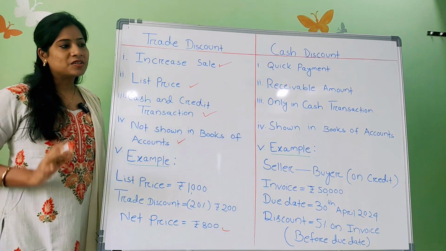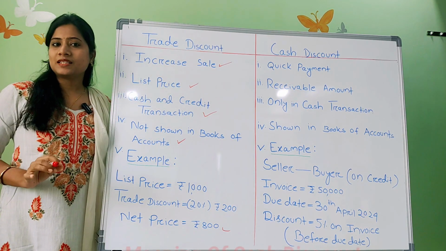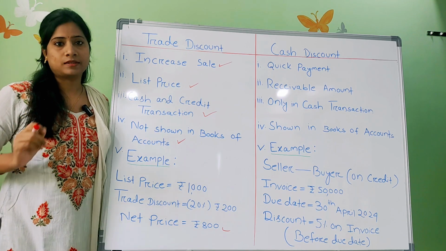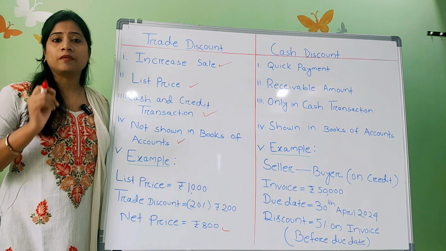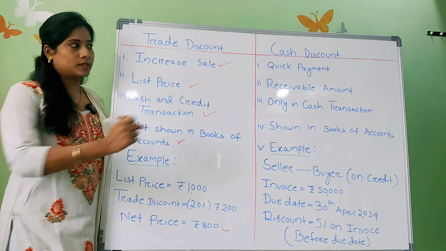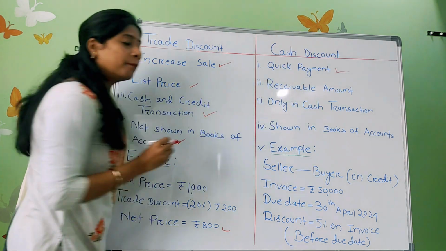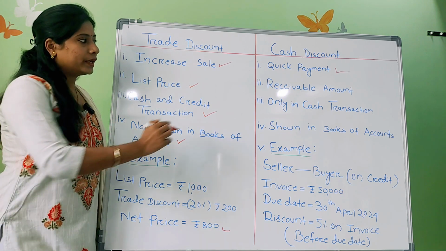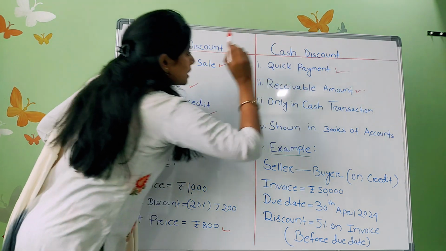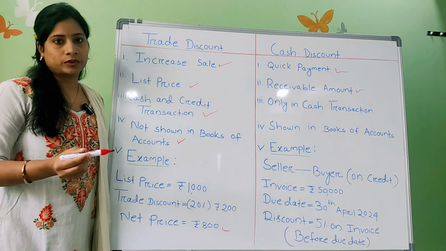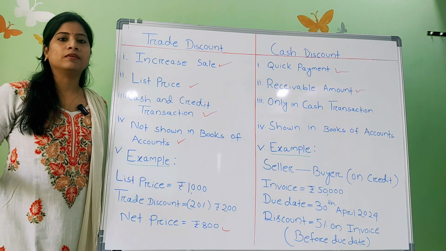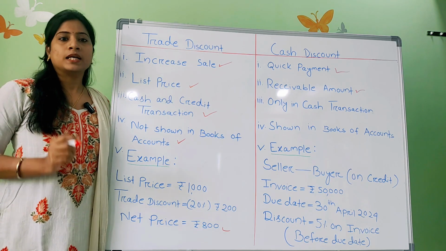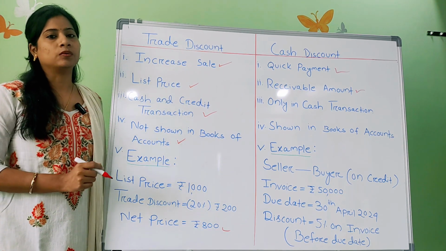Understood? The next one is cash discount. Cash discount is given by the seller to the buyer at the time of payment. Okay, the main motive of cash discount is quick payment. Quick payment means making payment earlier than the due date. Okay, the second point is receivable amount. Cash discount is given on receivable amount. Means when the seller has already delivered the goods and services to the buyer but the payment has not been done yet, that amount is called receivable amount.